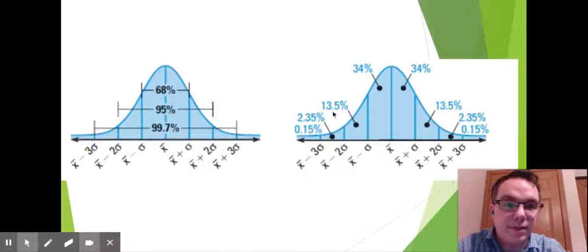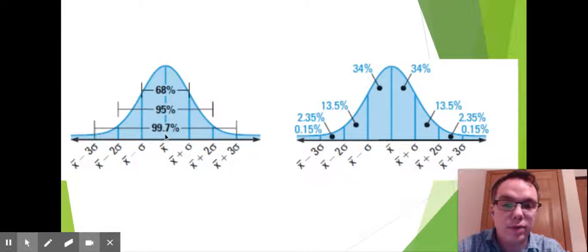If we take our 95 and we subtract our 68 away, we're going to end up with the number 27. So there's 27% added on in each direction. 27 divided by 2 is 13.5. If we take our 99.7 and we subtract our 95 away, we have 4.7% in each direction. So each section there is represented by 2.35%.